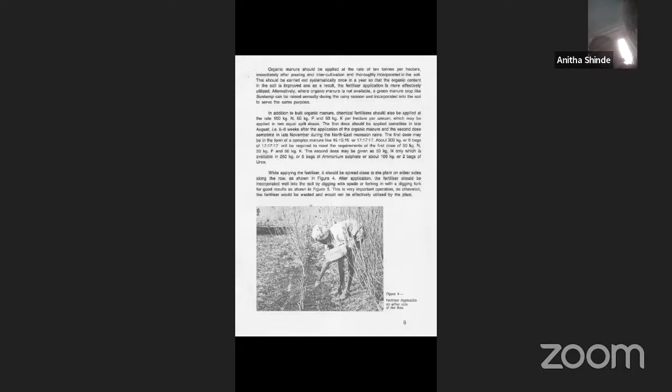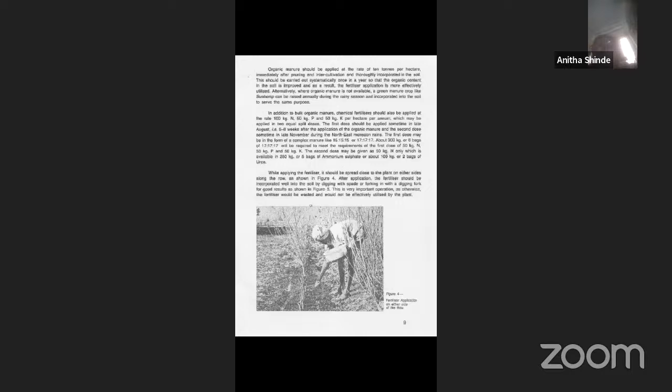Organic manure should be applied at the rate of 10 tons per hectare immediately after pruning and intercultivation, and it should be thoroughly incorporated into the soil. It should be done once in a year so that the organic content is improved and, as a result, the fertilizer application is better utilized. Alternately, if organic manure is not available, then you can go for a green manure crop like sunhemp, which can be raised annually during the rainy season along with the mulberry, and it should be incorporated into the soil for the purpose of manuring.